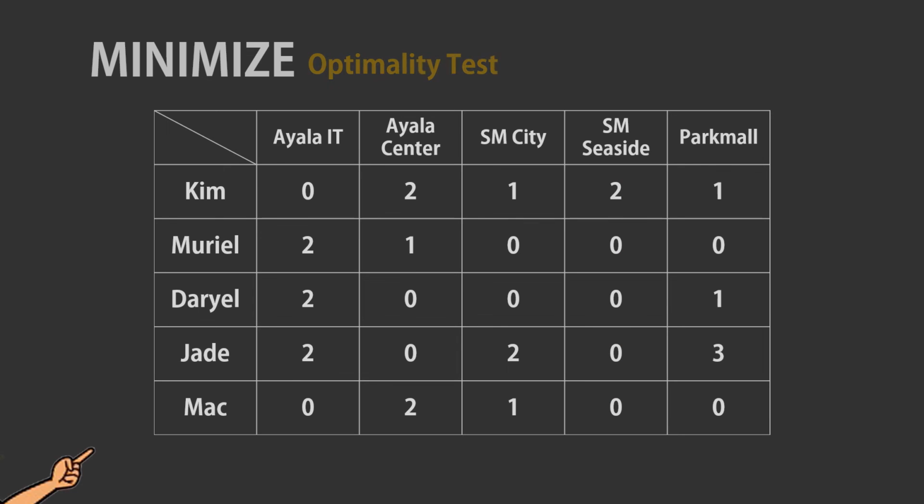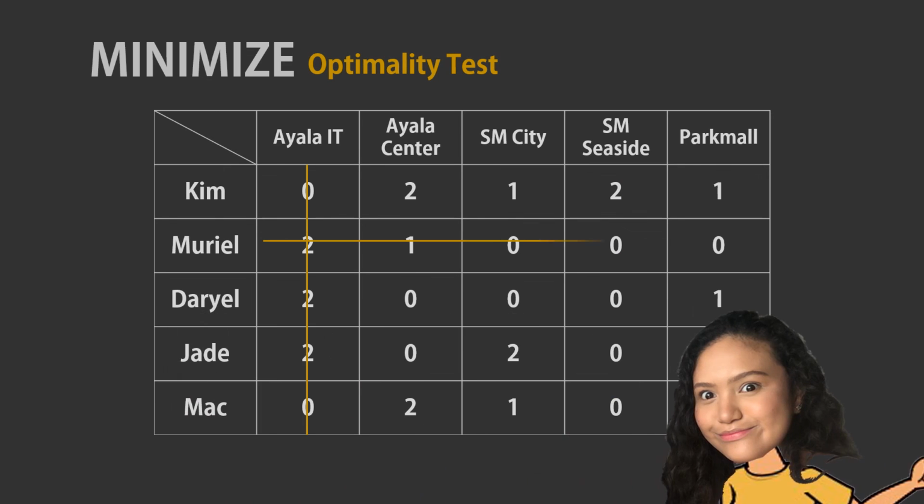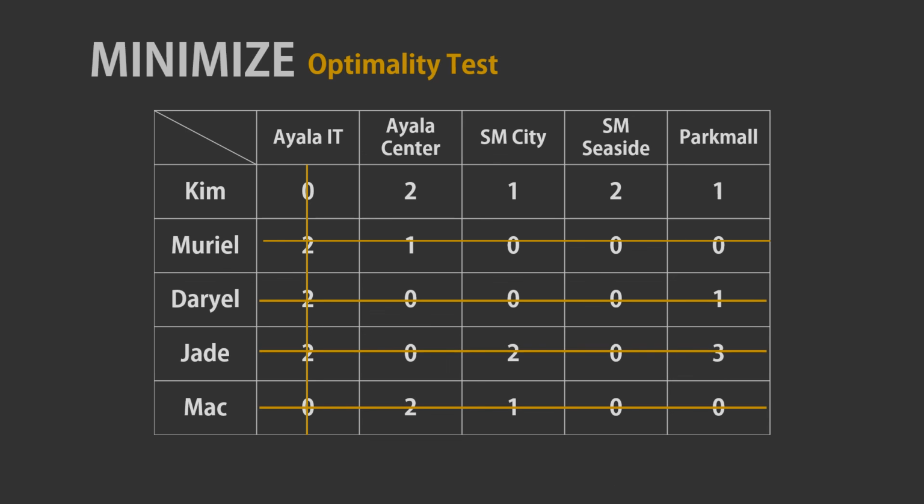Third step is the optimality test. Cover all the zeros in the rows or columns using the minimum number of lines. I must emphasize that you must cover the matrix with as few lines as possible. If the number of lines is equal to the number of rows or columns, the matrix is optimal. If not, then repeat steps 1 to 3 again until equal. In this case, it is equal, so the matrix is optimal.